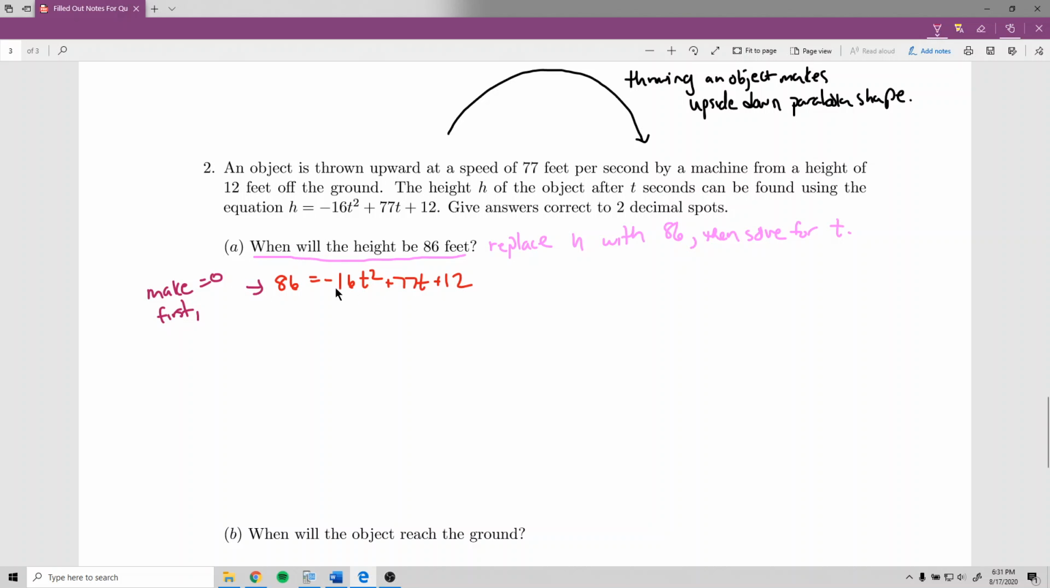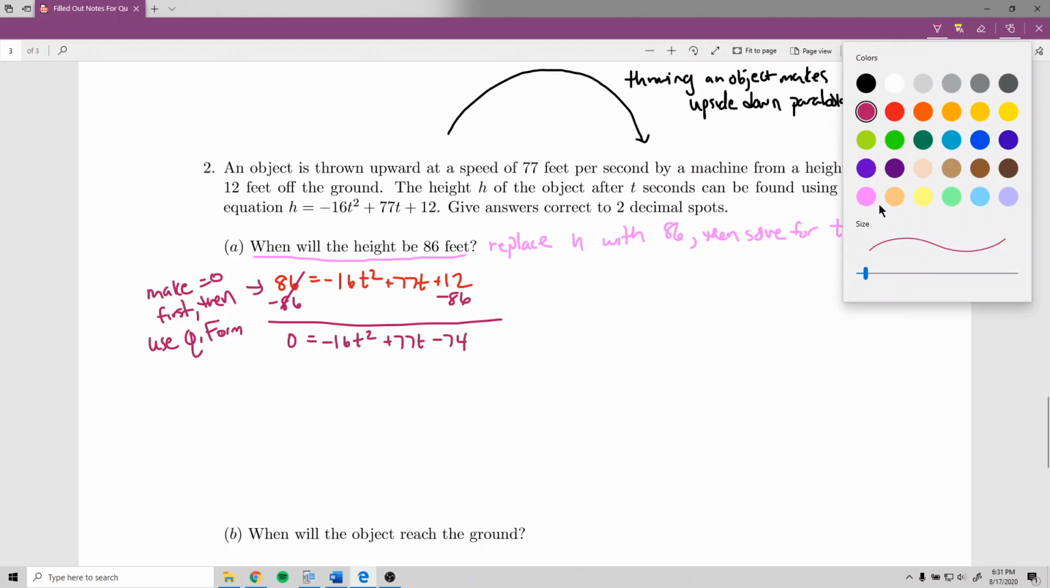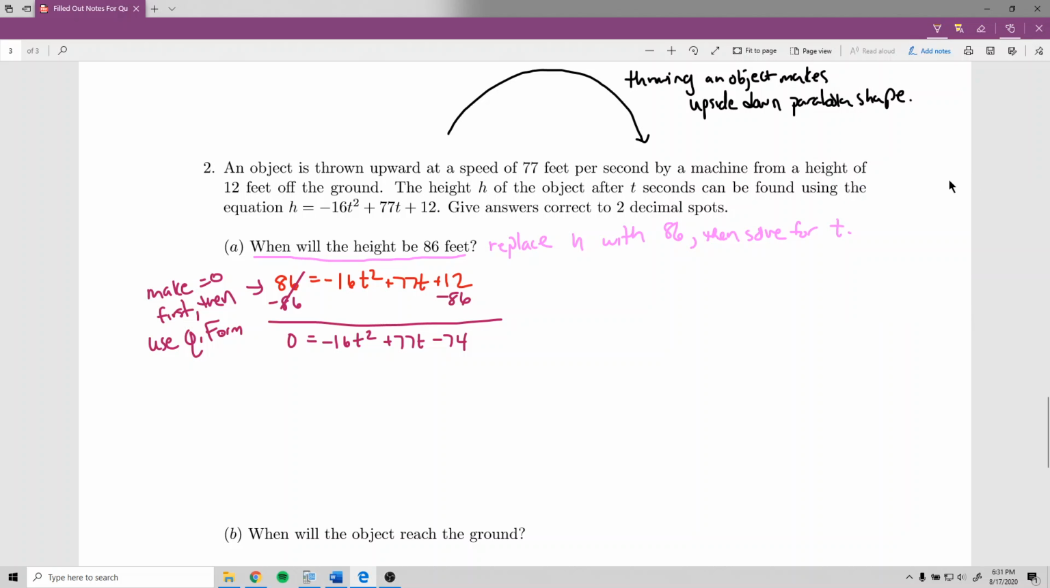Then I can tell you right now, with how messy these numbers are, just use the quadratic formula. It's very unlikely in a word problem you'll be able to factor. All right, so we've got 0 equals negative 16t squared plus 77t, and then 12 minus 86 is negative 74. I'm going to go ahead and use the quadratic formula on this. I'm not even going to try to figure out if I can factor it.